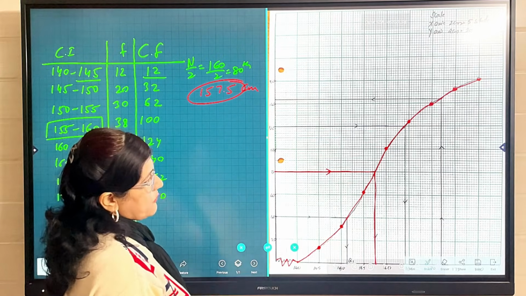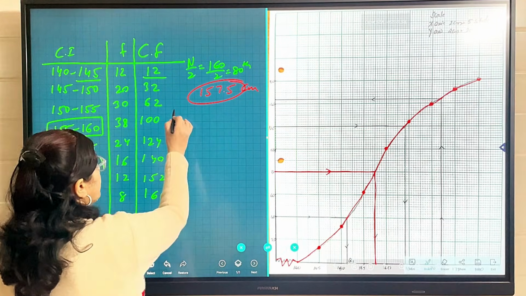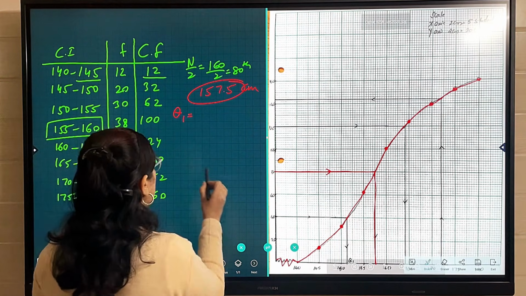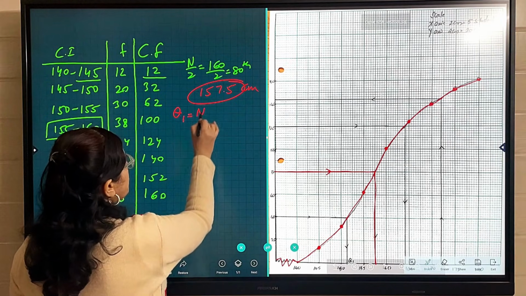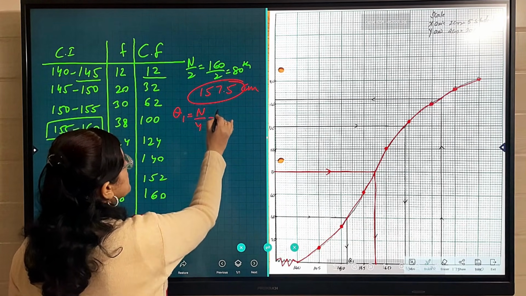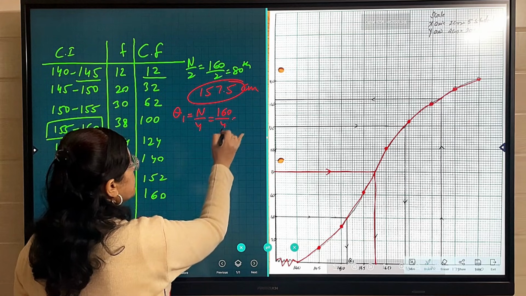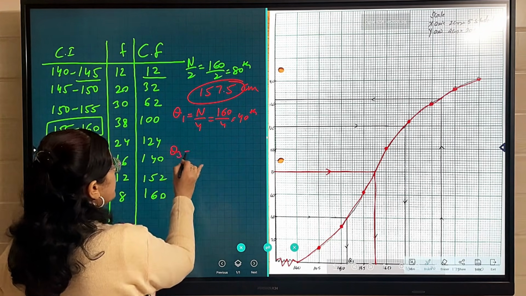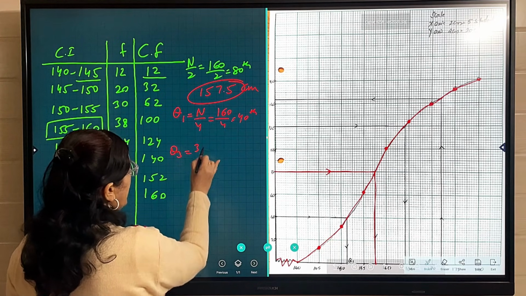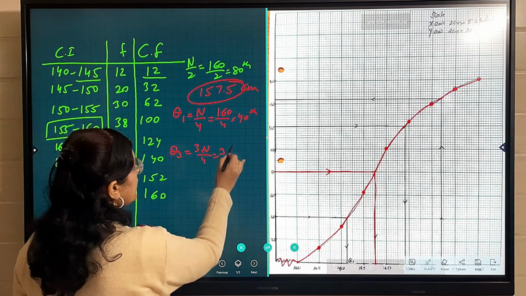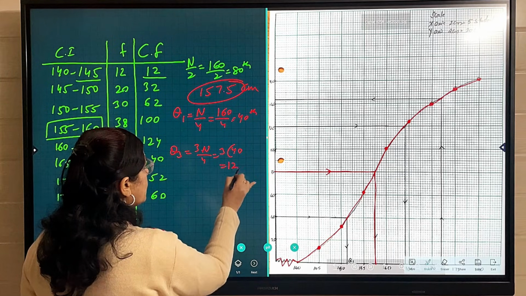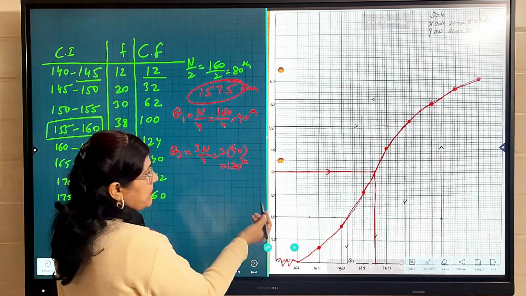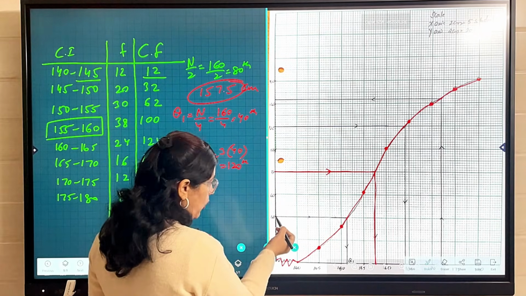Now interquartile range. For interquartile we have to calculate Q1 means lower quartile and upper quartile. The value of Q1 is n by 4. For n by 4 this is 160 by 4. It means this is 40th value. And for Q3 means upper quartile, 3n by 4. It means 3 into 40 means 120th value. So now it will lie, first quartile means 1/4.